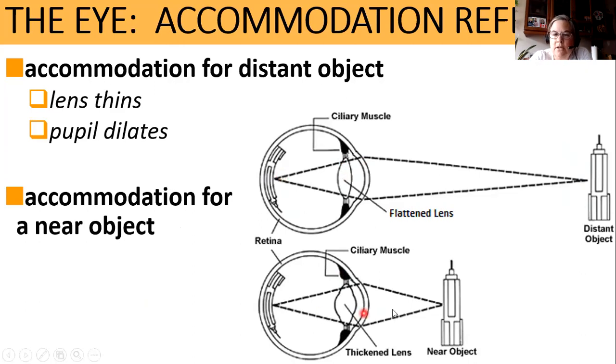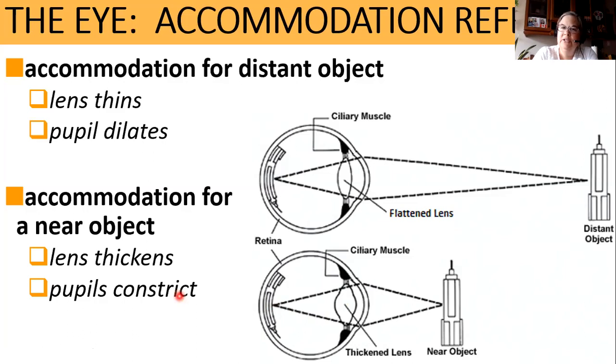For me to see something close up, my lens thickens. Because again, the whole point is to get that image on my fovea centralis. So the lens thickens and my pupils constrict. So those are the two accommodations that are made to see something far and the two accommodations that are made to see something close up.